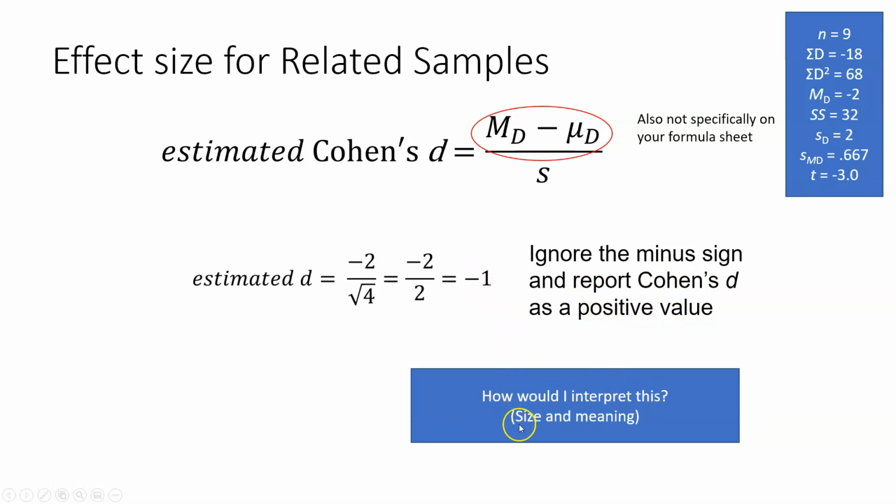We have to interpret it in terms of its size and its meaning. Please take a moment, pause your video, and tell me how big of a d this is. This Cohen's d of 1. How big is it? Small, medium, or large? And what does it mean? How do we interpret this in terms of what it really means?